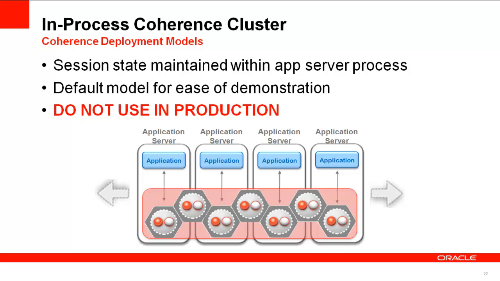You also have the option of deploying Coherence into the same JVM where your application or application server is running. In this case, your application or application server and Coherence will be sharing the same threads and sharing the same heap. This is an easy way to deploy an application for a demonstration or in a development environment or on your local machine, but this is not something we recommend for production.